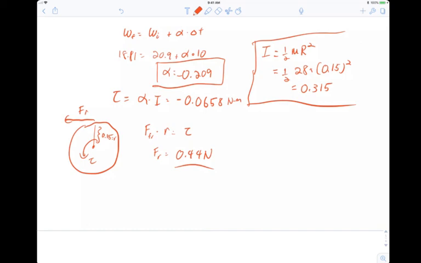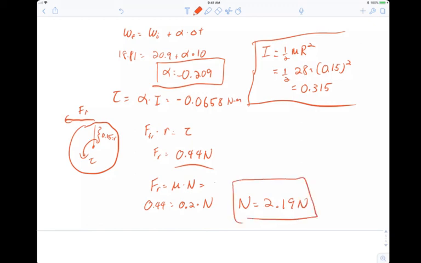And so friction force is mu times the strength of the normal force. So mu is 0.2 times the strength of the normal force. So the normal force is going to be 2.19 newtons. That's how hard he's pushing the knife down.